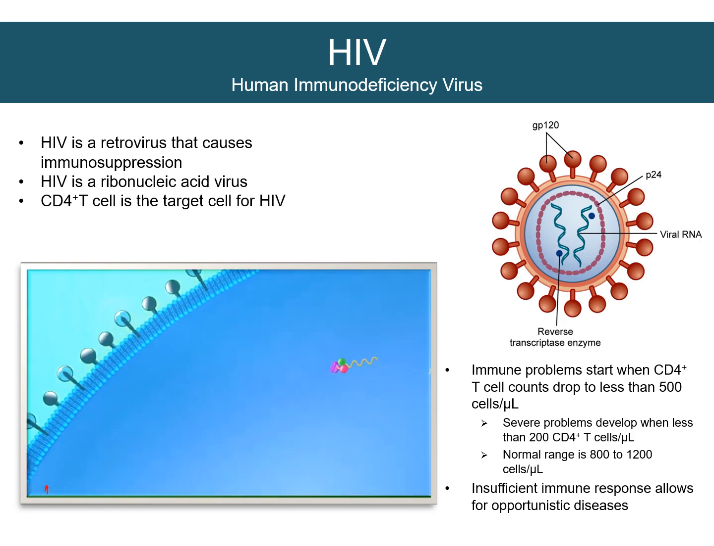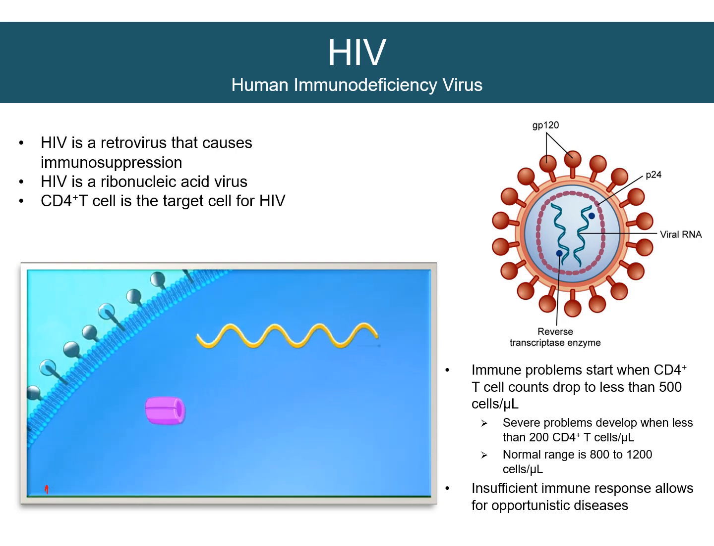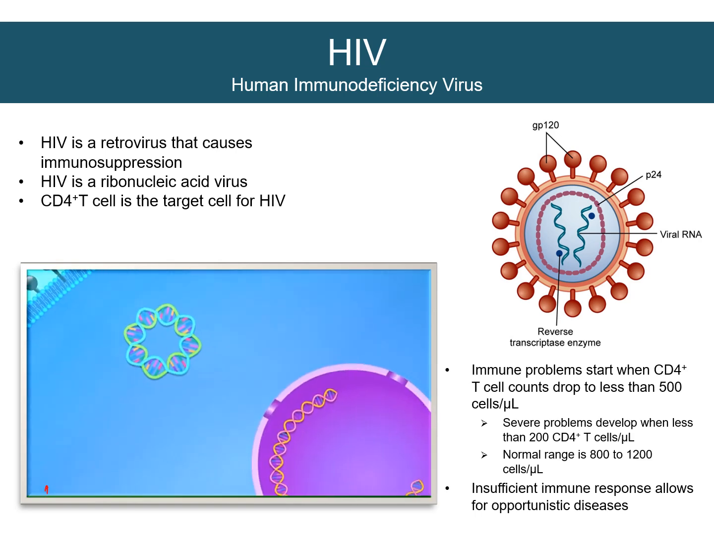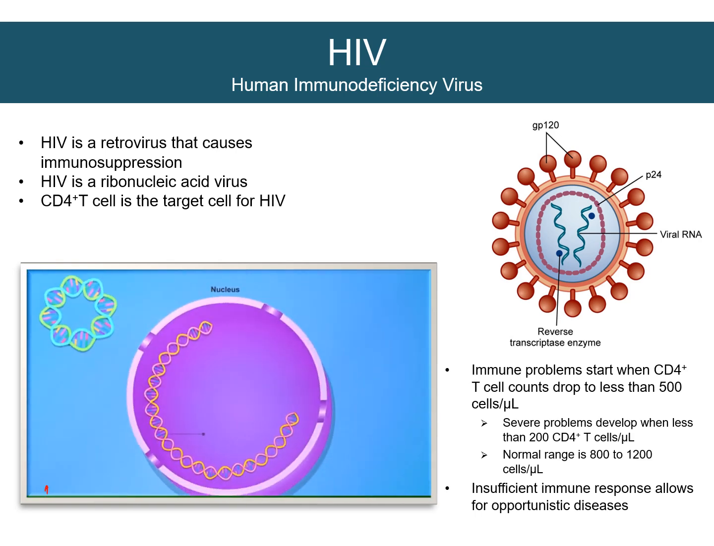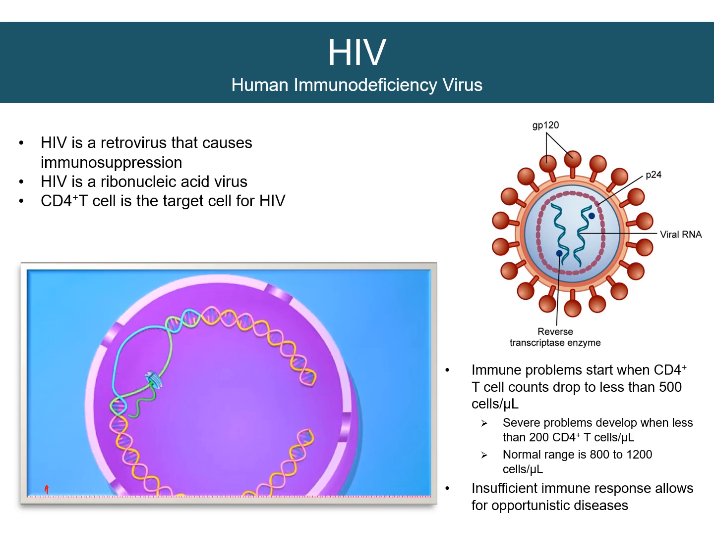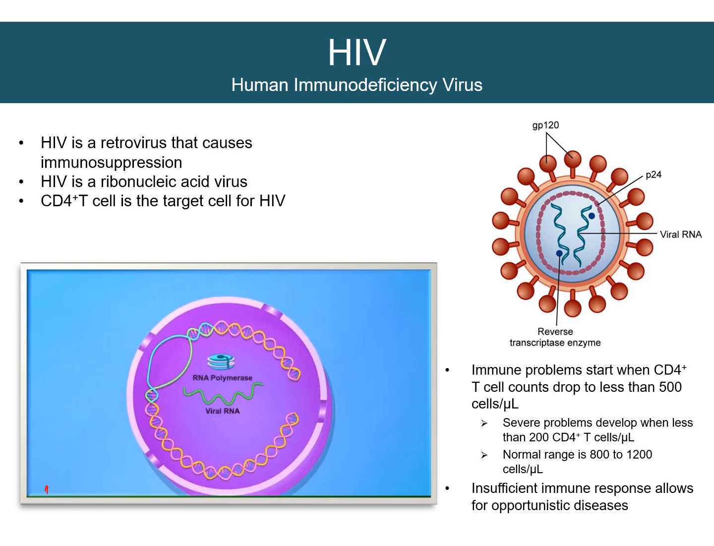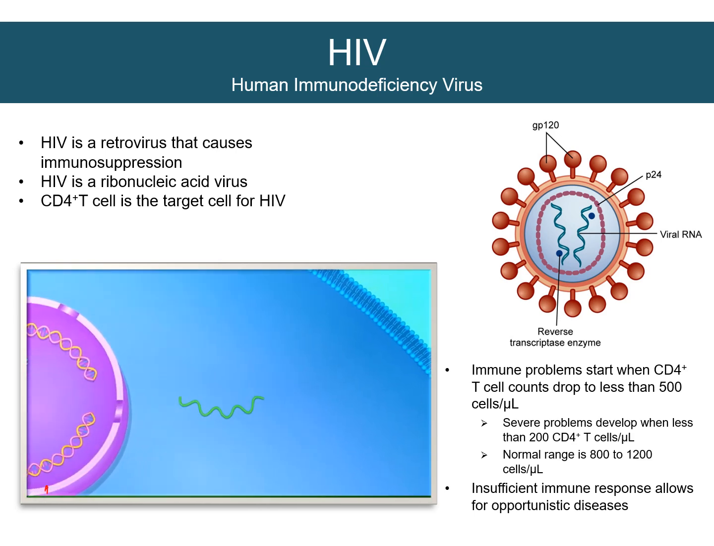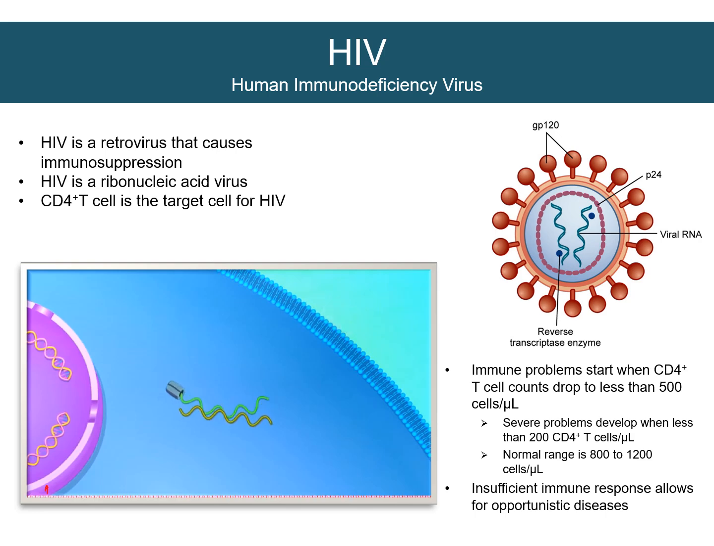Viral RNA and enzymes are released into the cell's cytoplasm. Reverse transcriptase uses the viral RNA to synthesize first a strand of viral DNA and then the complementary DNA strand. The viral DNA then moves to the nucleus of the cell, where it integrates into the host cell's DNA. Transcription of the DNA within the nucleus now results in the production of viral RNA. This viral RNA can serve as the genome for new viruses and can be used as messenger RNA to produce viral proteins during translation by the ribosomes.